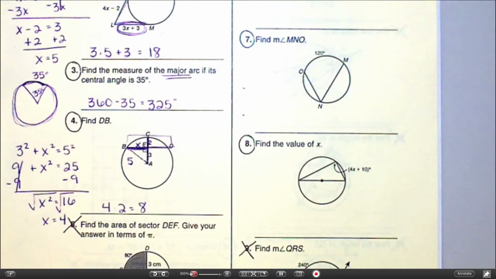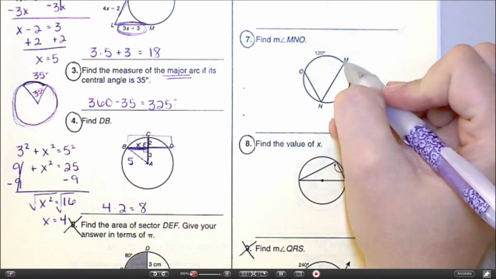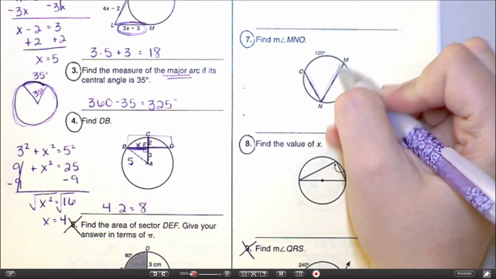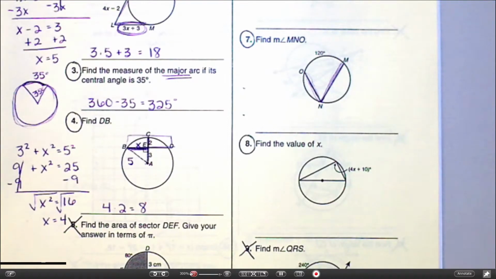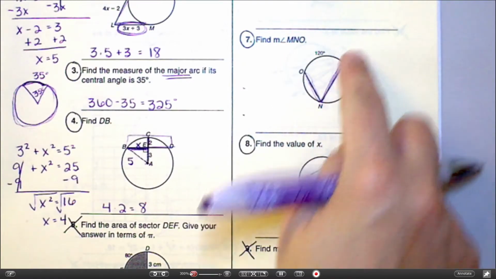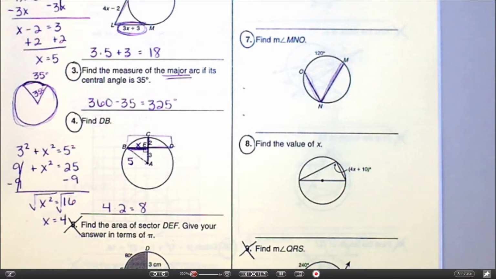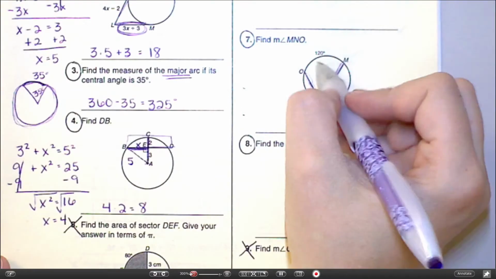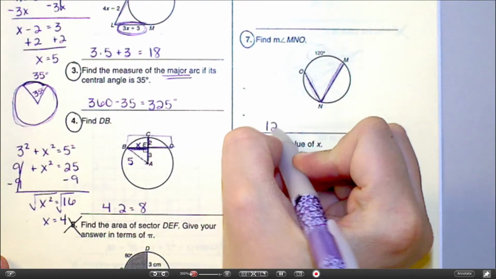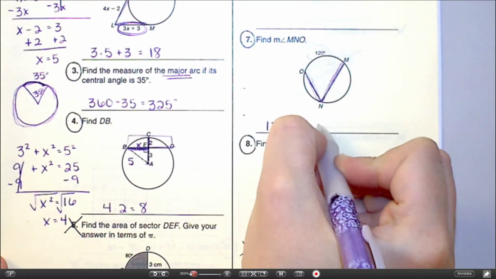Oh, number 7 is pretty straightforward. Find angle MNO. Jacob, what kind of angle is MNO? Inscribed or central are your choices. It's inscribed, yep, because it goes all the way across the circle. Ben, I heard you just say it. What do we have to do to get an inscribed angle? Okay, so with an inscribed angle, you take the arc and divide by 2. So 120 divided by 2 would be 60.